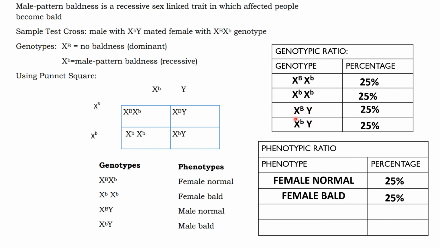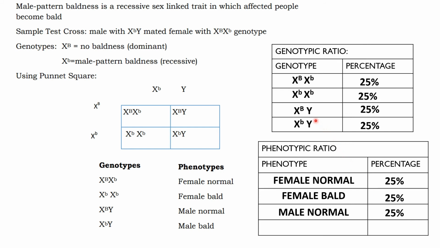How about the third genotype or the third offspring? What's the phenotype of this genotype of the third offspring? Okay, very good. Since that is XY, it has XB, big letter B, that is so male, but it's still normal male or male normal. That makes up 25% of the offspring.